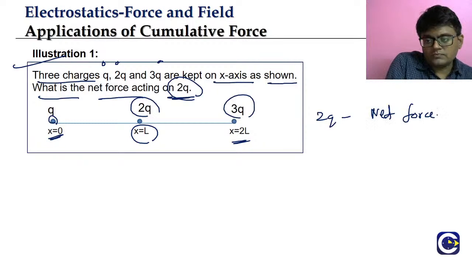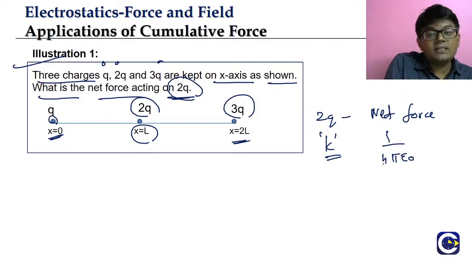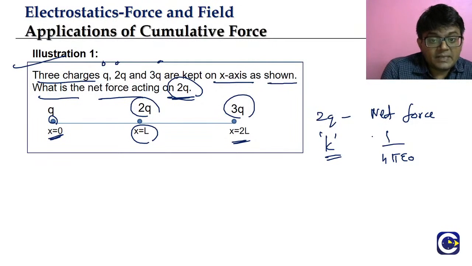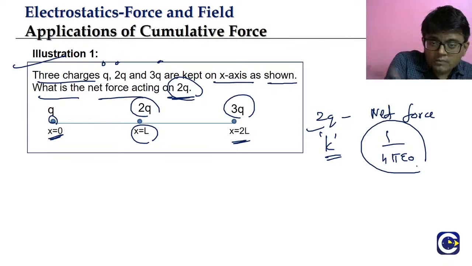In such questions, we will not simplify or substitute the value of k. Either K remains as it is, or, generally, we take that all these particles are kept in air, so instead of K we can use 1 by 4 pi epsilon naught. The final answer will keep either K as it is, or 1 by 4 pi epsilon naught as it is. We will not substitute the values.